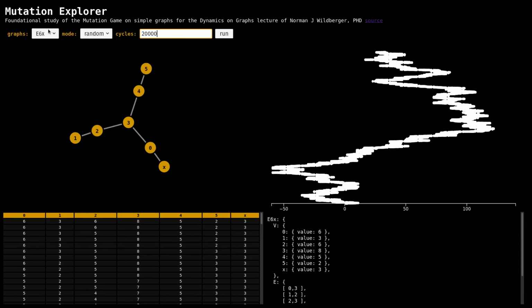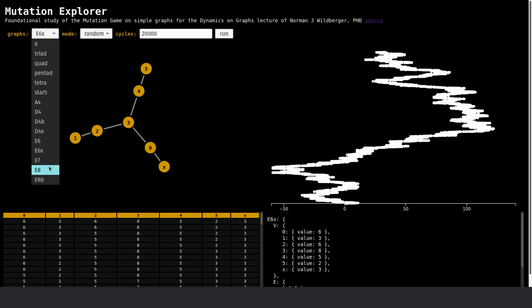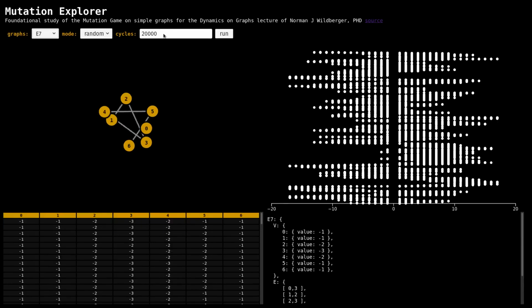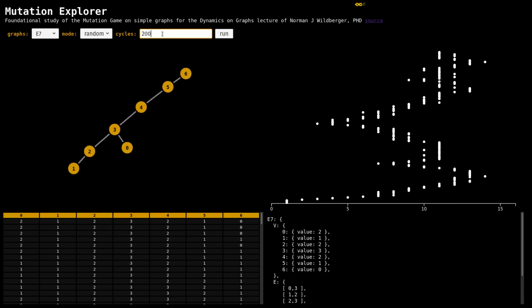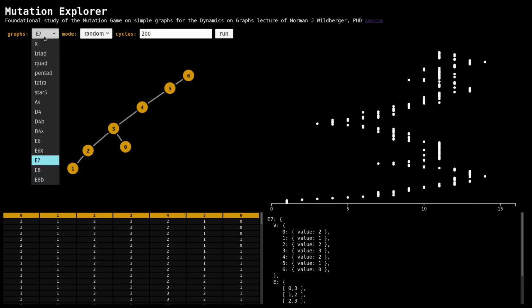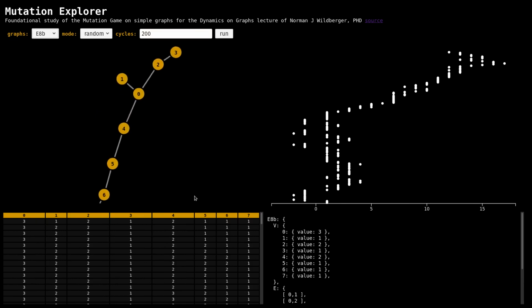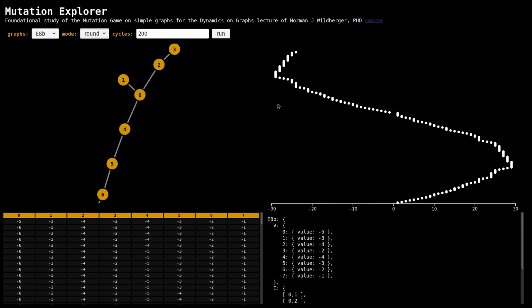And let's see, I'll go to my last two here. We'll go to E7. Does the same thing, but put that down. Taking a moment there. 200. All right. So E7, E8, and E8B. And again, if we look at this round, oh, that's right. These get really interesting. So go to about 400 here.